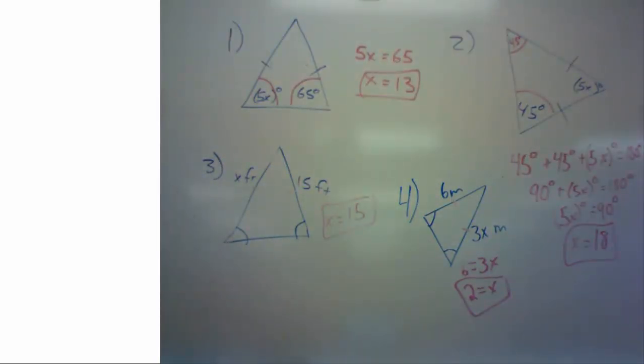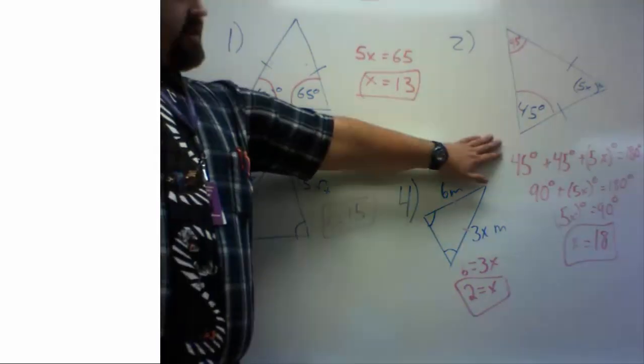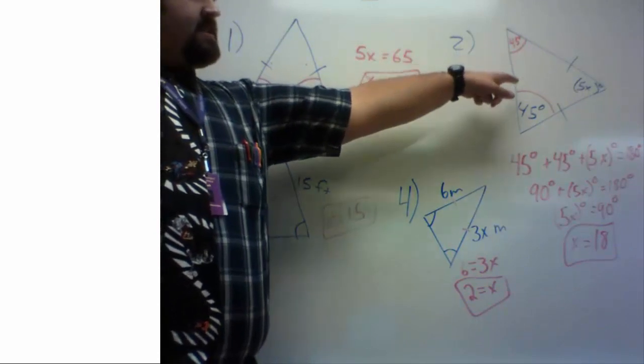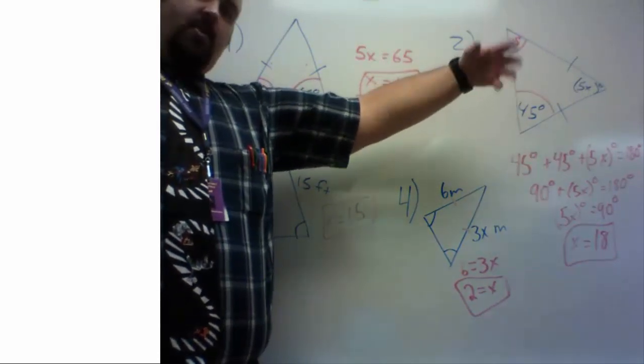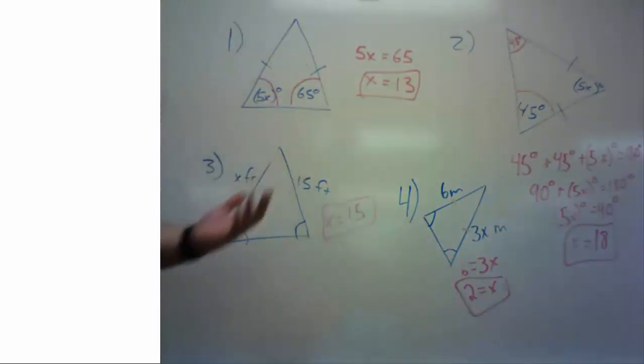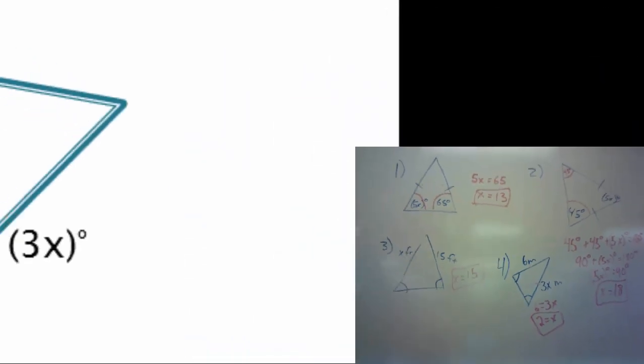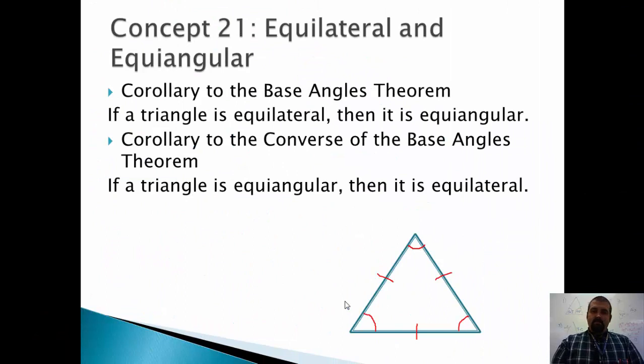You're generally going to get angles set equal to each other, but there is a case where you're going to have to add them all up to be 180, and that's when you're looking for the vertex or you're given the vertex. And there we go. These are some examples of the base angle theorem. Example 3. Oh, there is not an example 3.